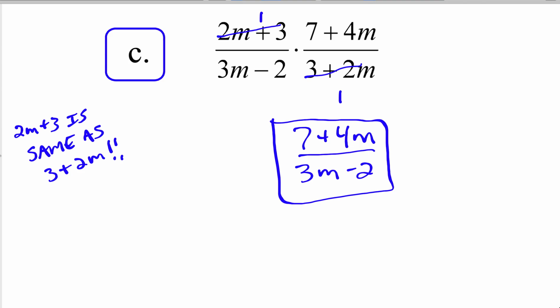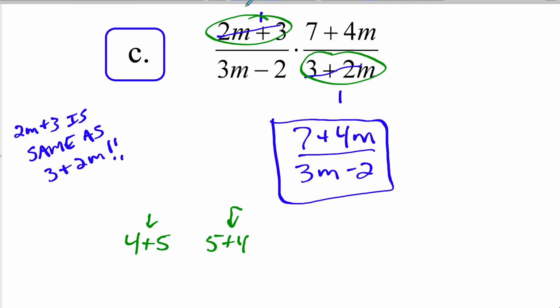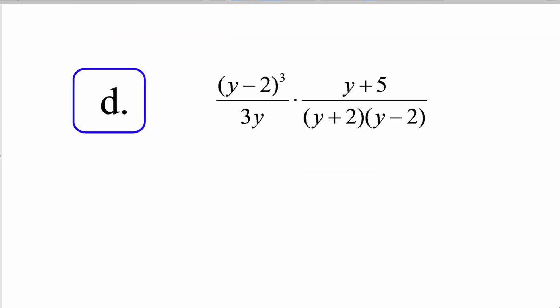Okay, same thing here. Now the 2x plus 3 and the 3 plus 2x, those are the same things. That's like saying 4 plus 5 is the same as 5 plus 4. It's addition, and you guys know that addition is commutative. Okay, it doesn't matter which order you add in. So that's why these binomials are the same. They're exactly the same signs.